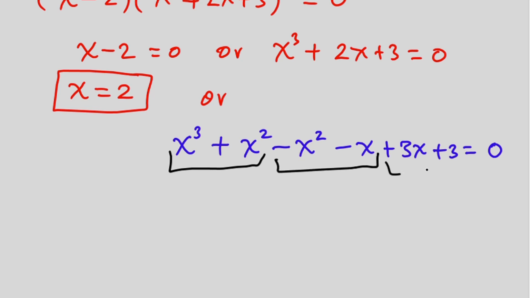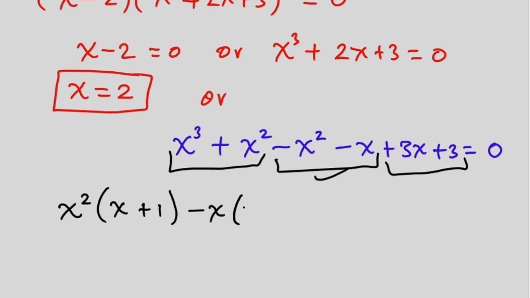Then the next step, I'm going to group them into 3 terms. First, like this. With this first term, we can take x to the second power out and we are left with x plus 1. Then with this second term, we can take minus x out and we are left with x plus 1. Then the third term, we can take 3 out and we are left with x plus 1. And this is equal to 0.